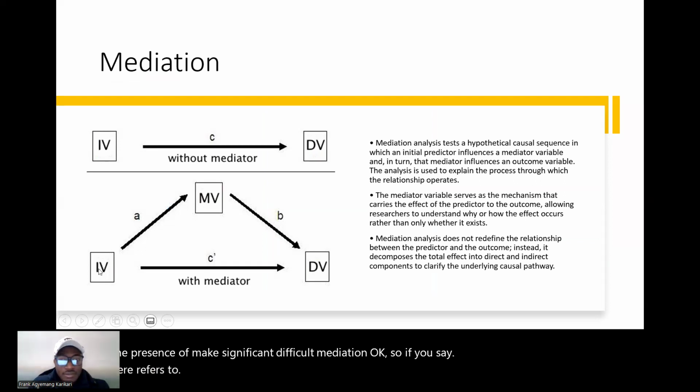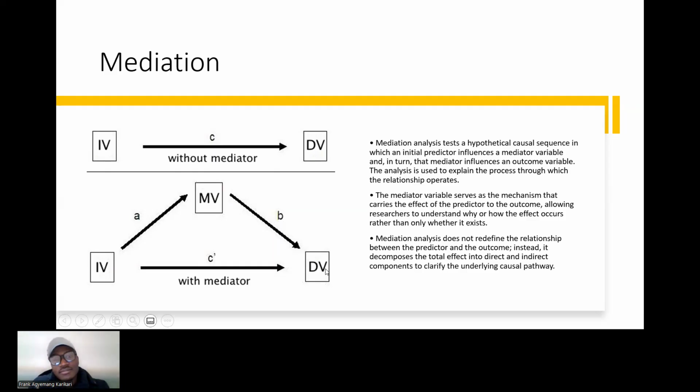So if you say A and B, A here refers to the coefficient from IV to MV. MV is making IV significant, and at the same time MV is making the DV significant. But the direct one, from IV to DV, which is C, is not significant. That means there is a full mediation. So if the C here becomes insignificant, yes.